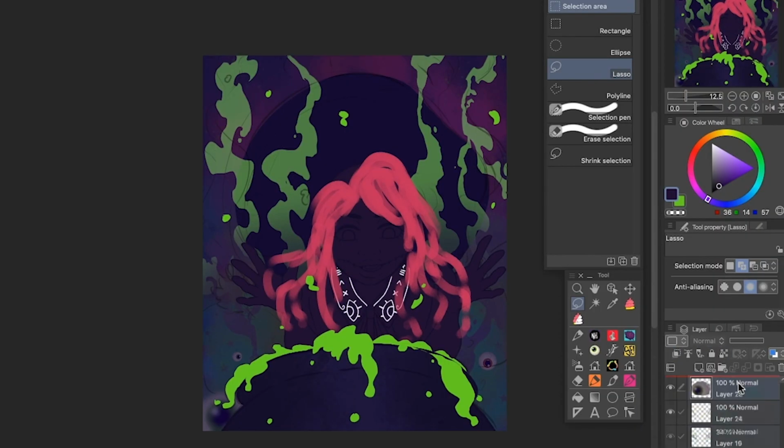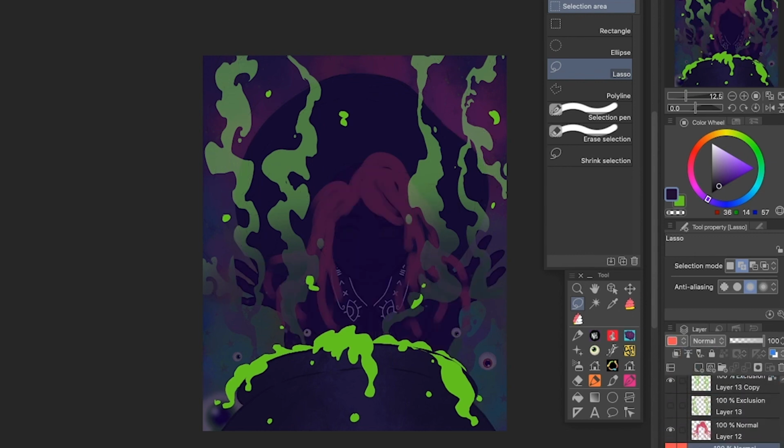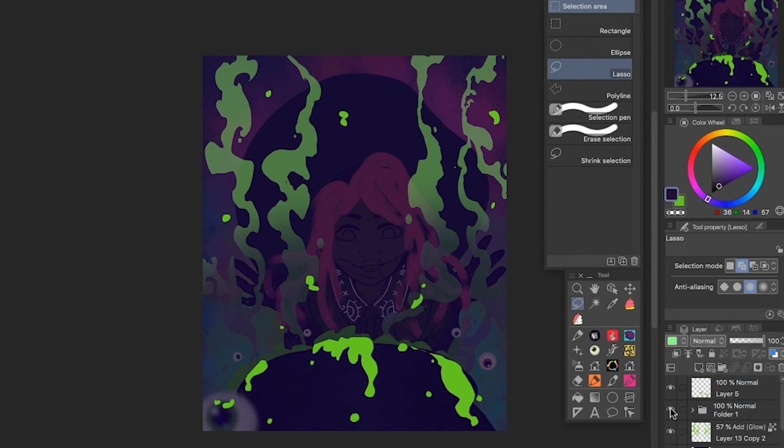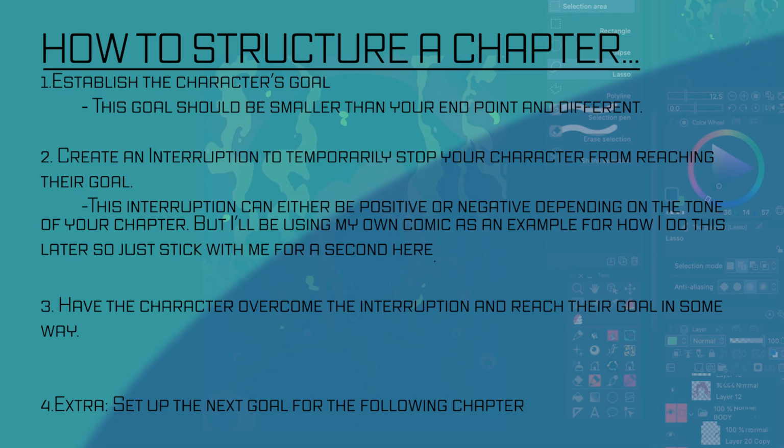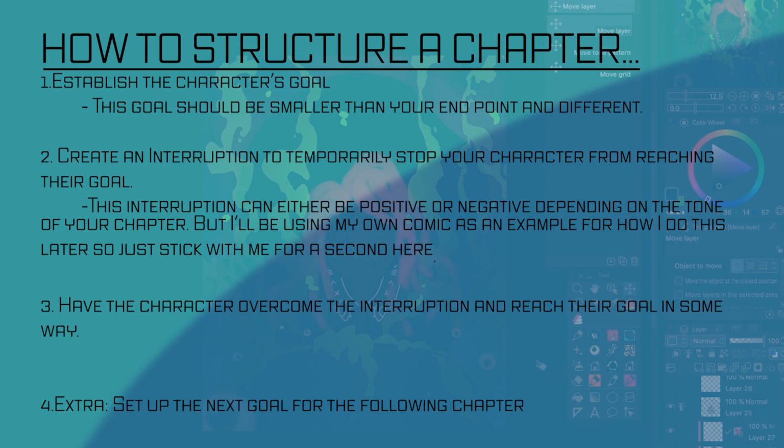But sometimes I like to separate my chapters up depending on what my character's goal or motivation is for that chapter. Anyway, let's break down how to structure a chapter real quick. Now again, with the exception of your first chapter, which in my opinion should be used to introduce your characters and world, my basic structure is as follows.